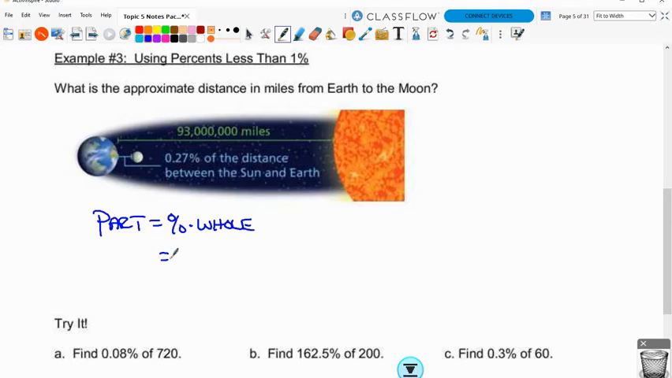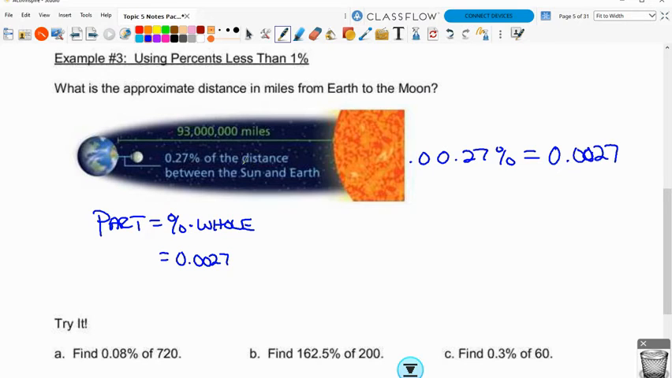Okay, and remember for our percentage right here, it's 0.27%. This is the percentage that we have to change into a decimal. Remember, we have to move that decimal point once, twice to the left. So that's going to turn into 0.0027 when you change it into a decimal. And that's the number that we're going to record in the percent spot, 0.0027.